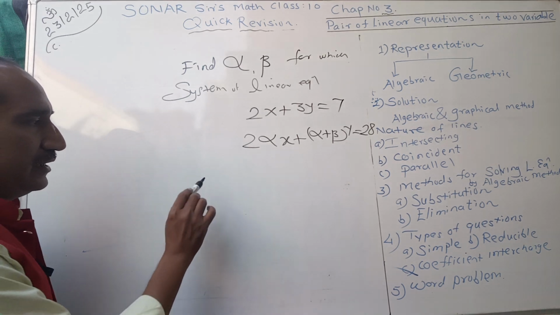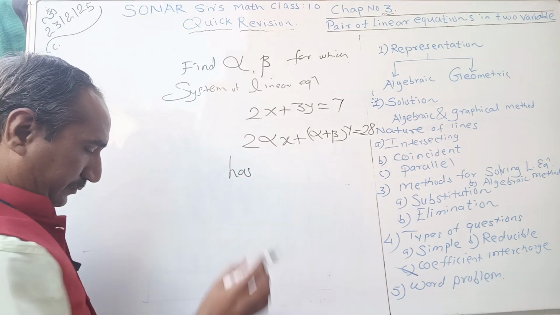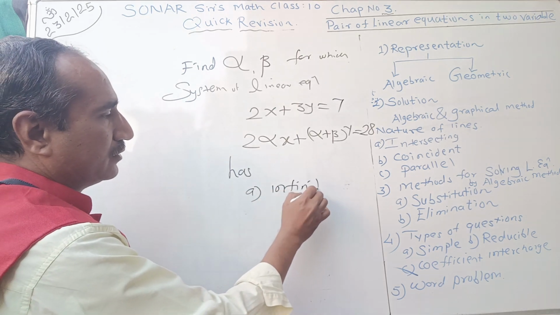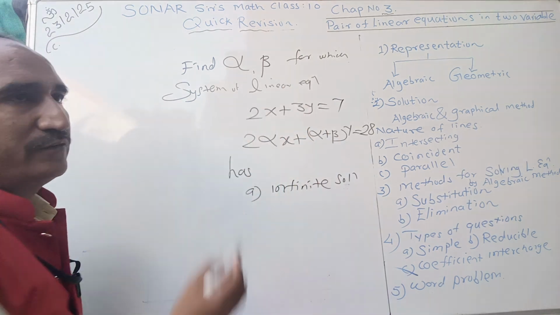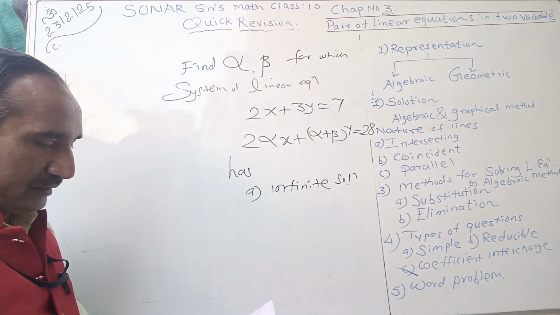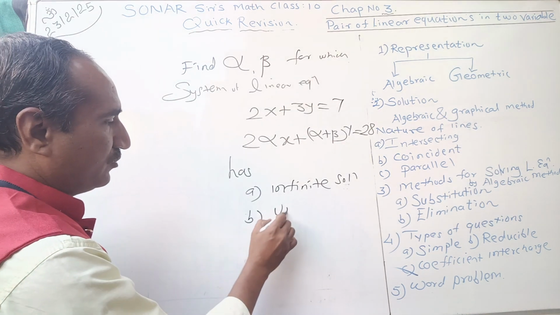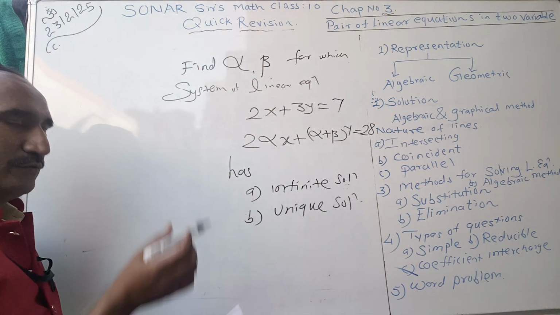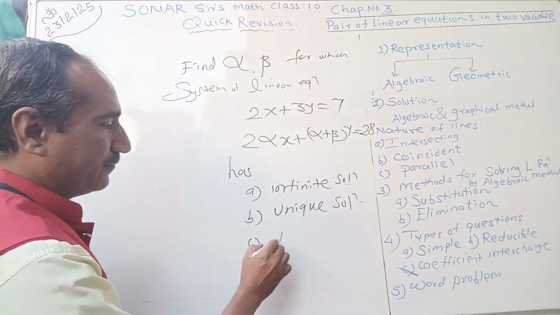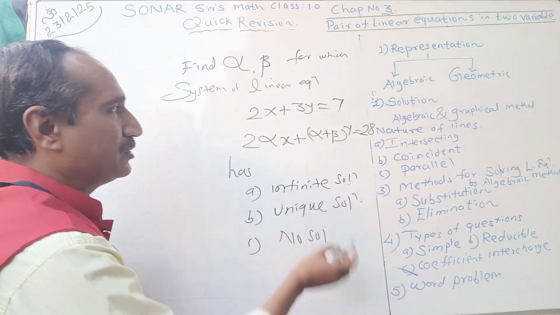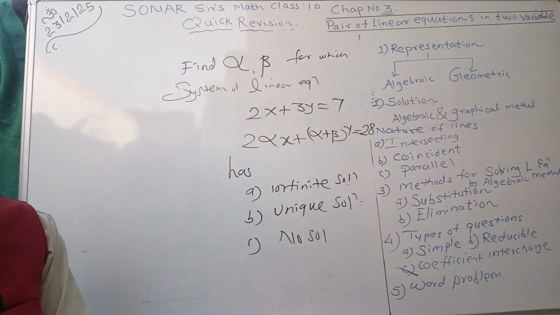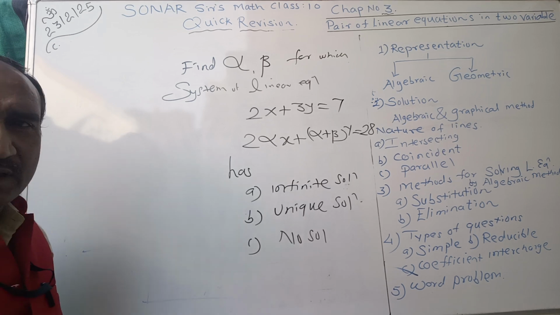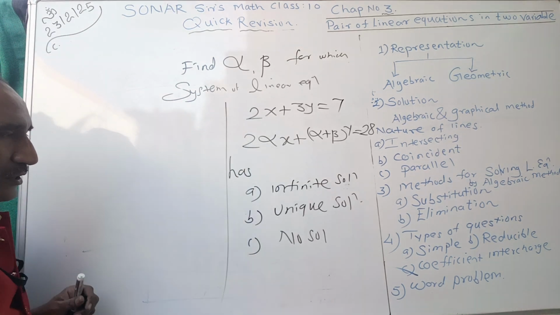The question is: when does the system have, A, infinite solutions? If they have infinite solutions, we have to find alpha and beta. B, a unique solution. If they have a unique solution, again we have to find alpha and beta. And C, no solution. In that case also we have to find alpha and beta. This type of question was asked in the previous board exam. We'll discuss the solution now.